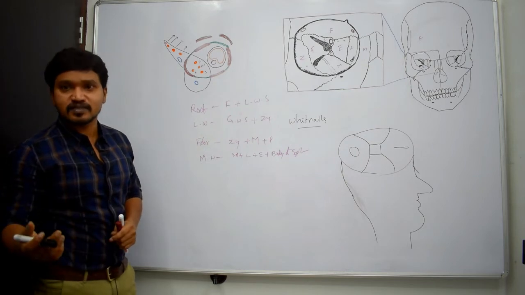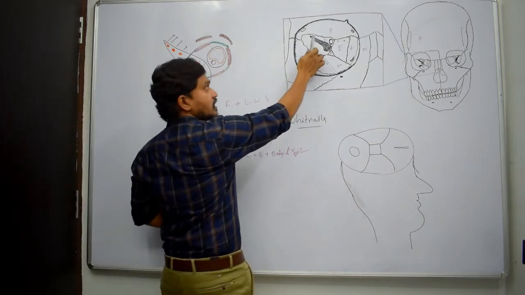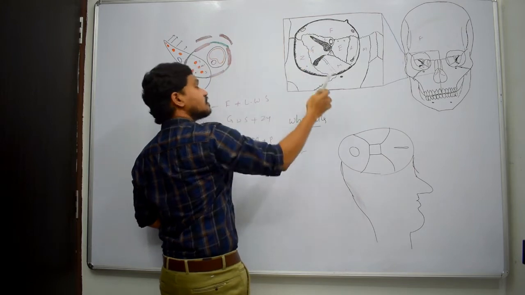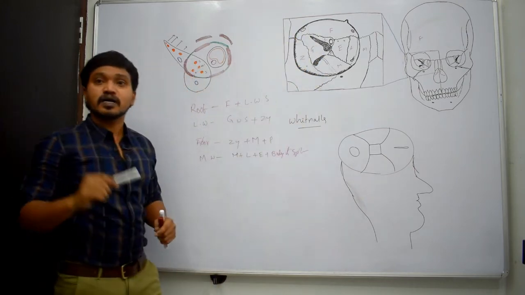And what are the relations? See, the greater wing of sphenoid separates the orbital cavity from the middle cranial fossa.